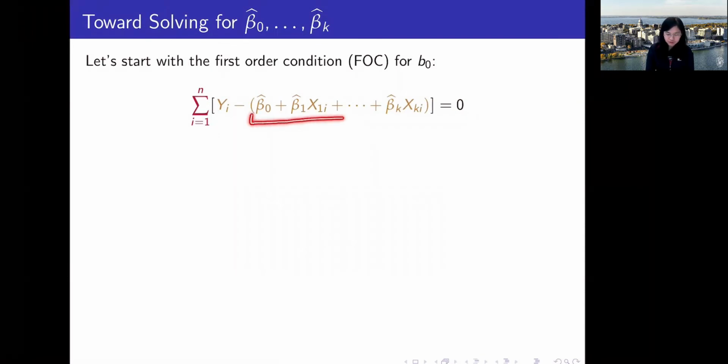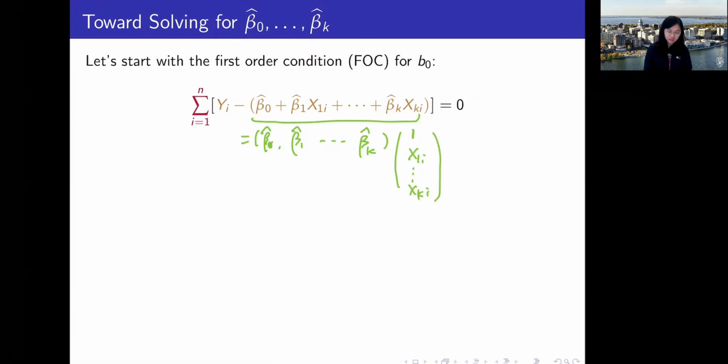So first, notice that this is the inner product of two vectors. It is this vector, beta 0 hat, beta 1 hat, beta k hat. So this is the row vector times the column vector 1, x1i, xki. Right? So this equals the product of these two vectors.